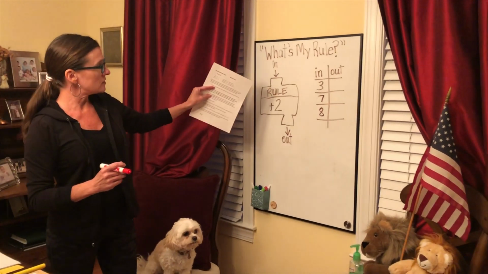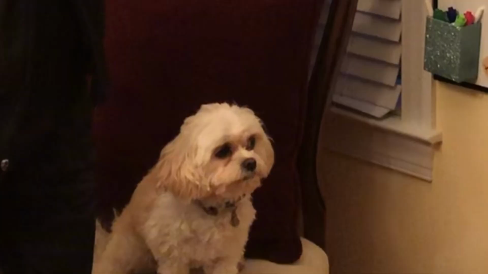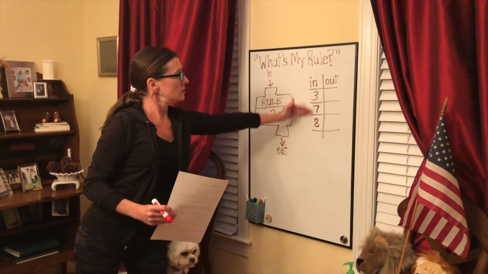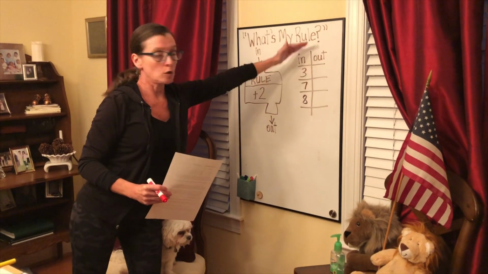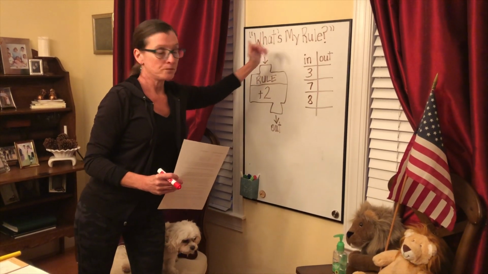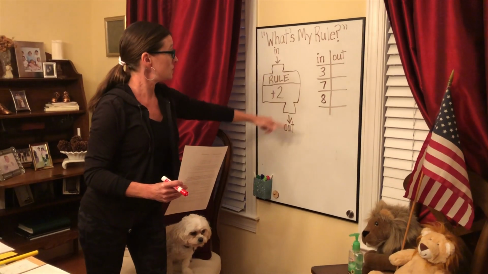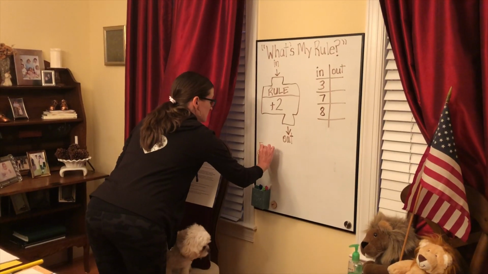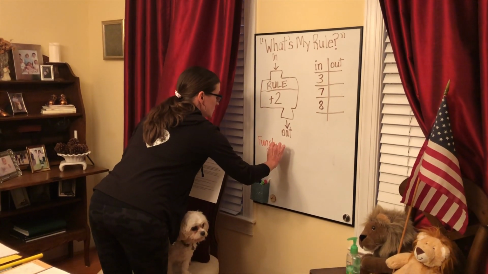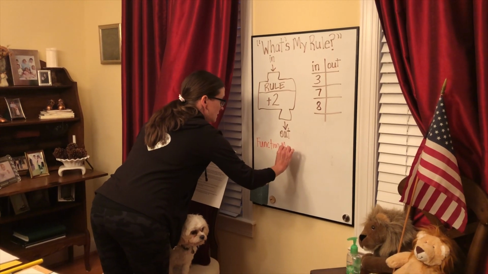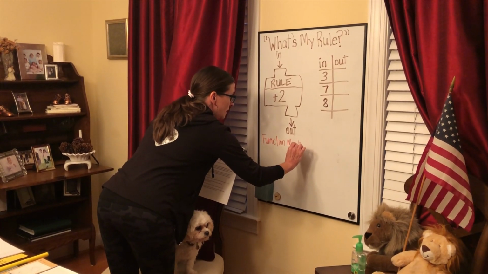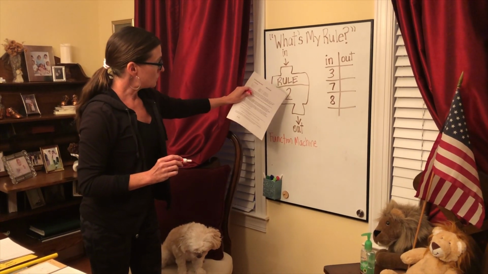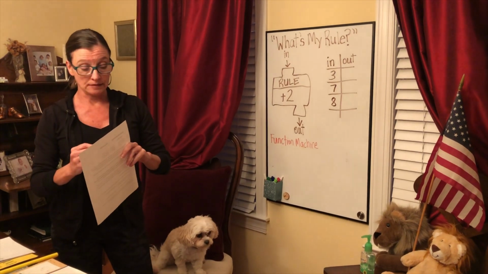So we're going to practice what's my rule. And this is how it looks. Over here, we have an in column and an out column. You're going to always see that next to what's my rule. This is the function machine. So we're going to label that right here. This is the function machine. I like to think of it as kind of a robot without a face. What you put in reads the rule, and then something comes out. Let's see exactly how this works.